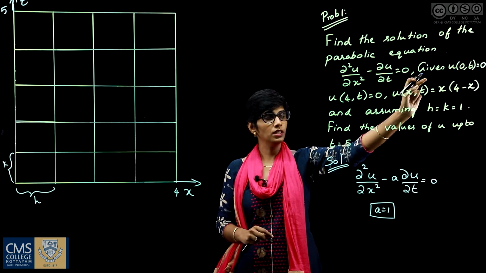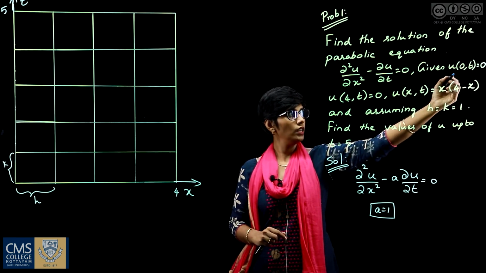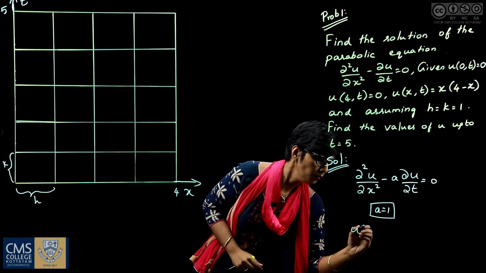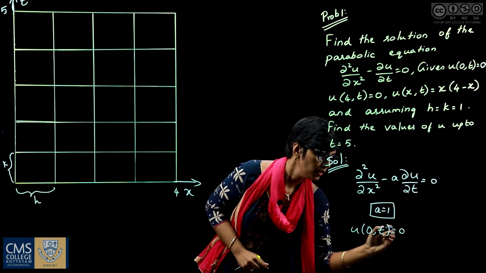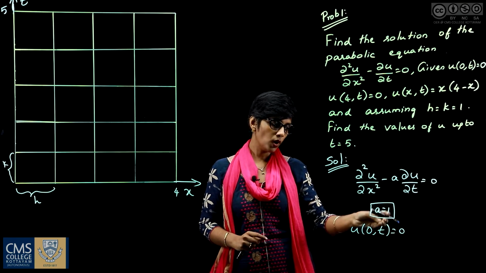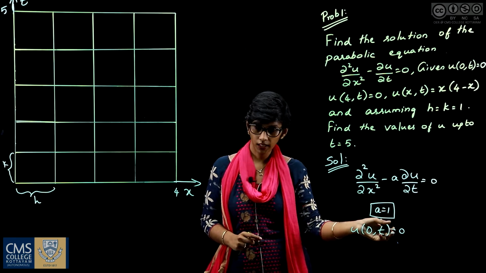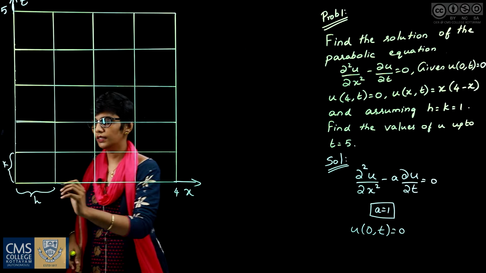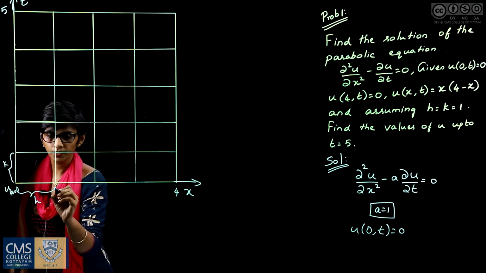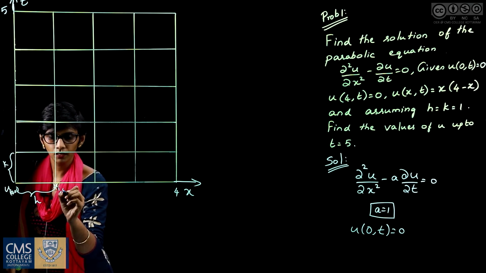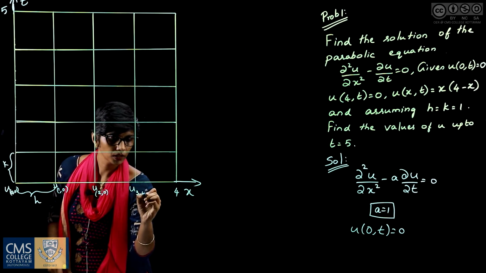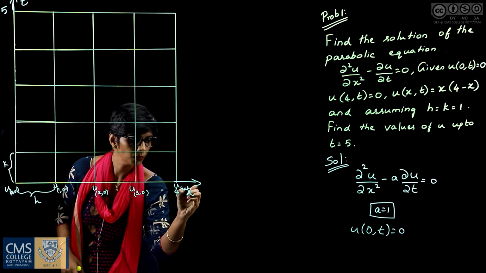Initial values and boundary values we have to find. The boundary value is given as u(0,t) = 0. So for any value of t, 1, 2, 3, 4, 5, the value of u(0,t) will be 0. So the first node is u(0,0), the second is u(1,0), then u(2,0), u(3,0), and u(4,0).